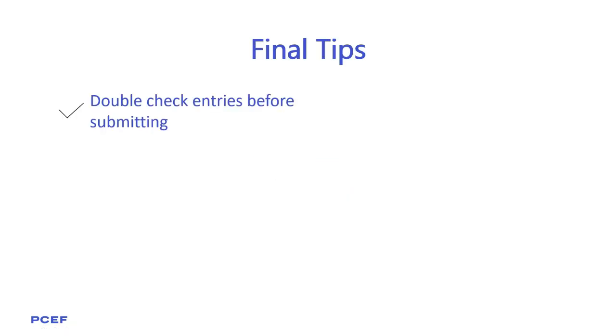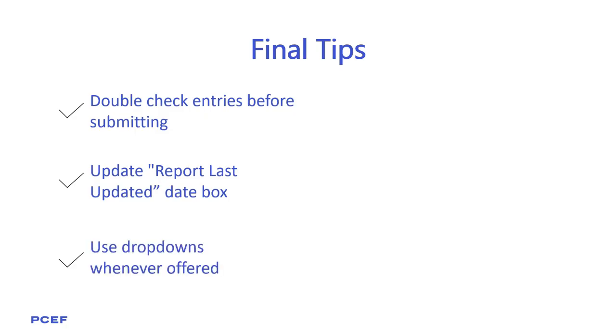Here are a few final tips. Double-check your entries before submitting each quarter to keep everything up to date. And when you do so, be sure to update the Report Last Updated date box in row 6. Use the drop-downs wherever offered. They help keep data consistent.